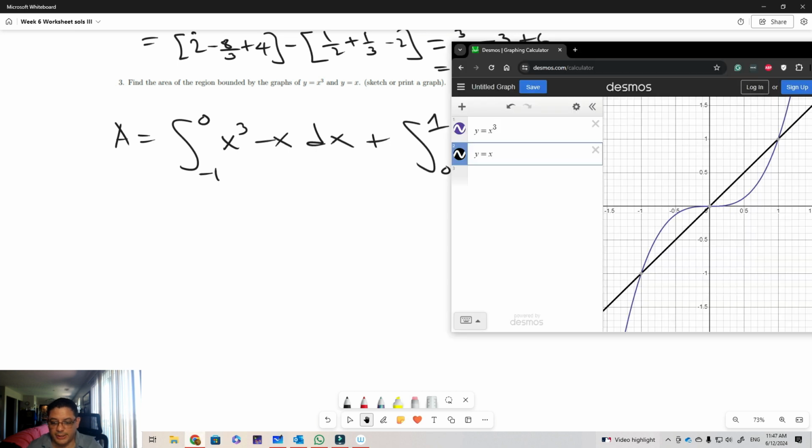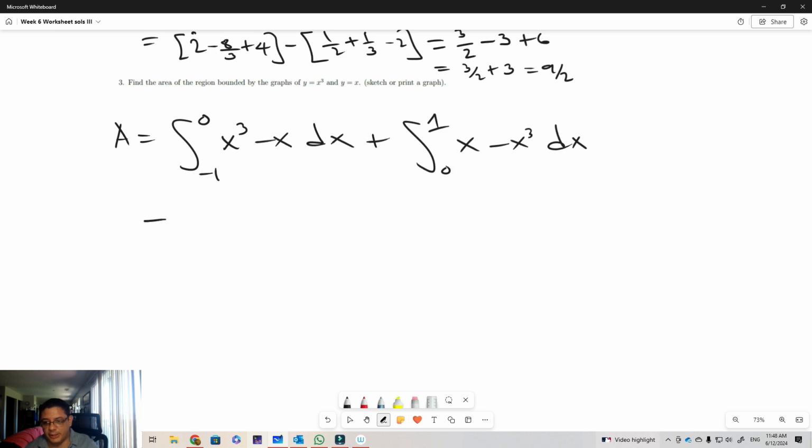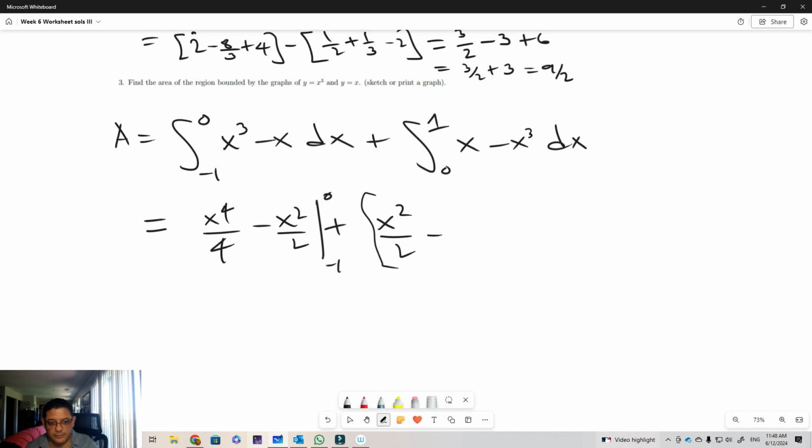Understanding the graphical part is super important, because it tells you who's on top, and that's going to change the whole result. Notice over here I'm going to get x to the 4 over 4 minus x squared over 2, between minus 1 and 0. And this one here is x squared over 2 minus x to the 4 over 4, between 0 and 1.